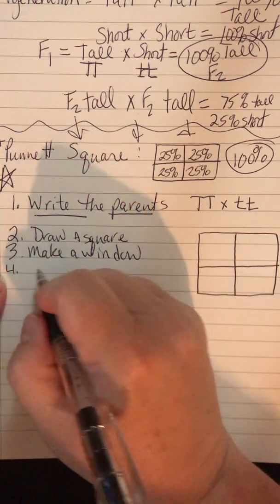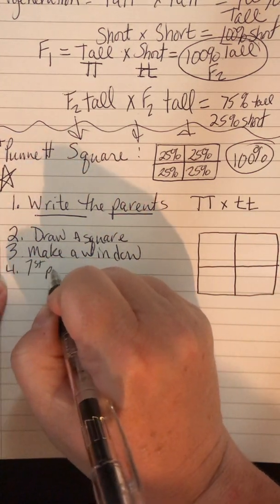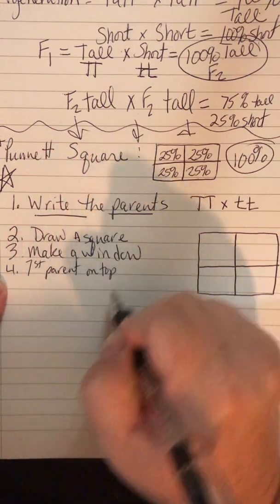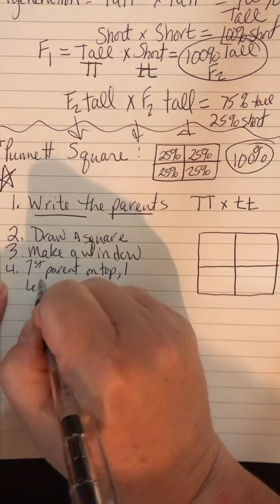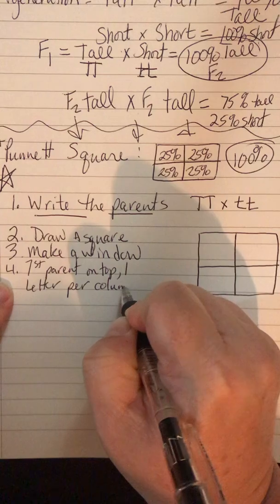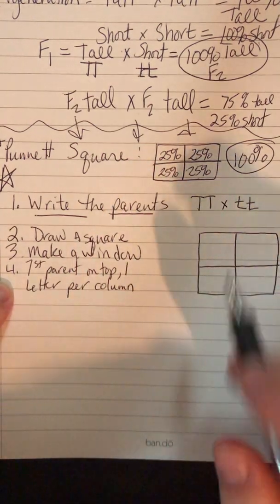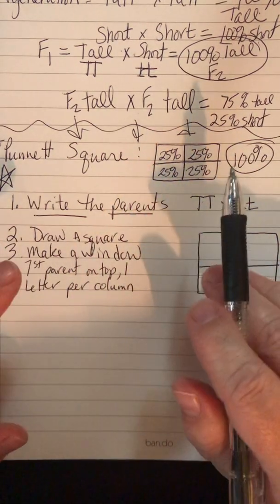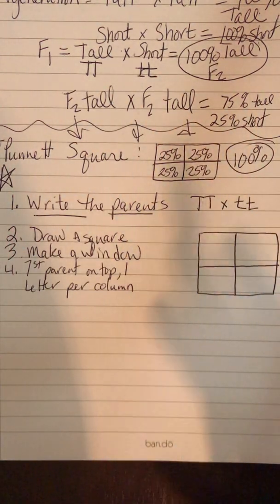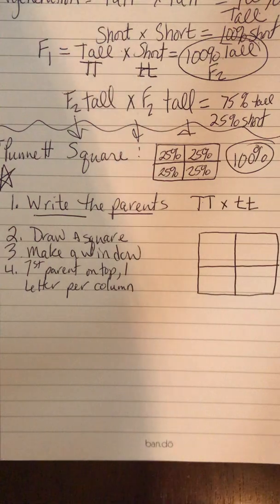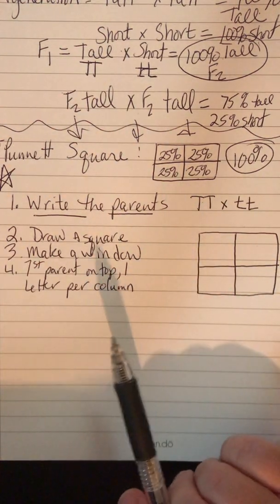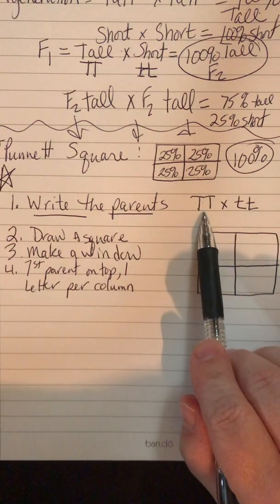Number 4, first parent on top. One letter per column. This is the first parent. It doesn't matter if it's the mom or the dad. One time we used to say, oh, put the mom on the top and the dad on the side. Doesn't matter. Put one parent, the first one I wrote down, the first one I read about in the problem, okay? I'm going to put that parent on the top.